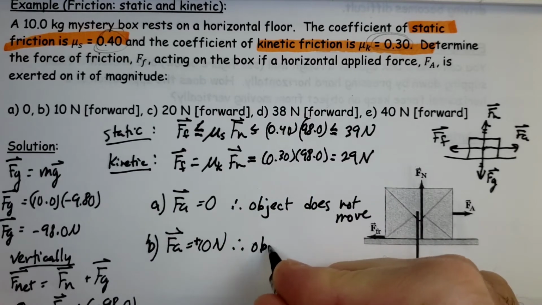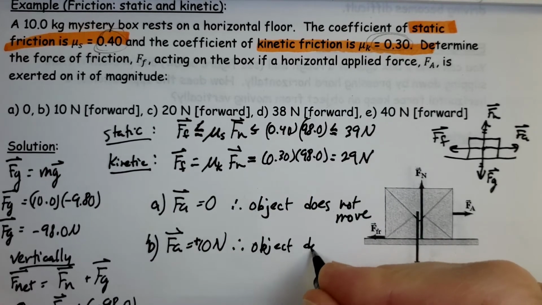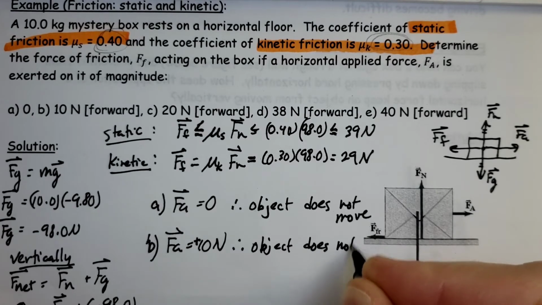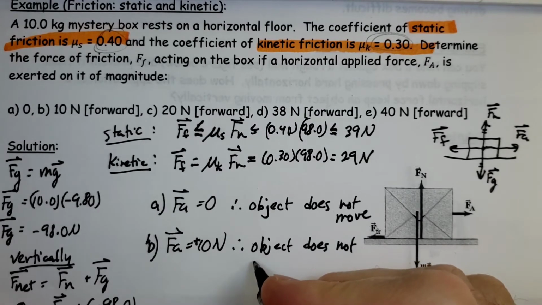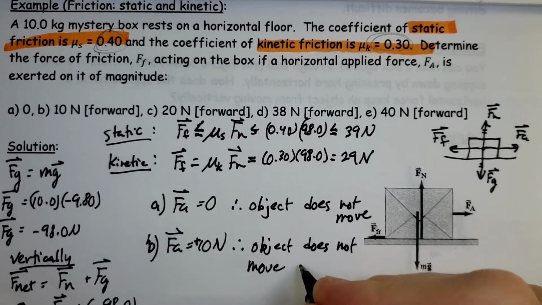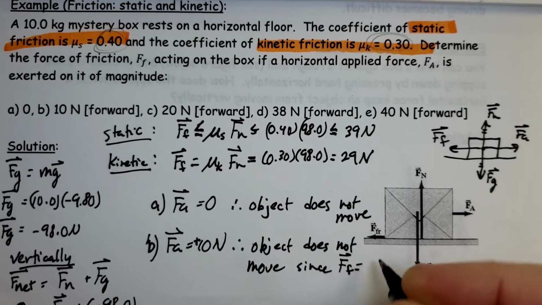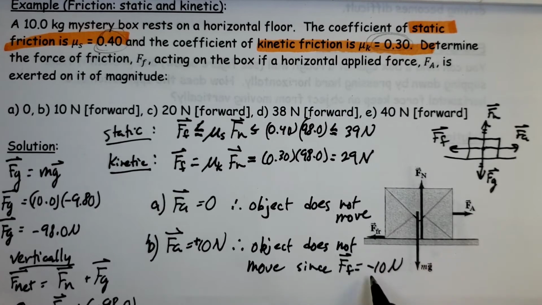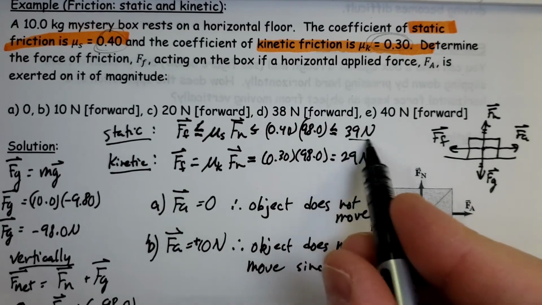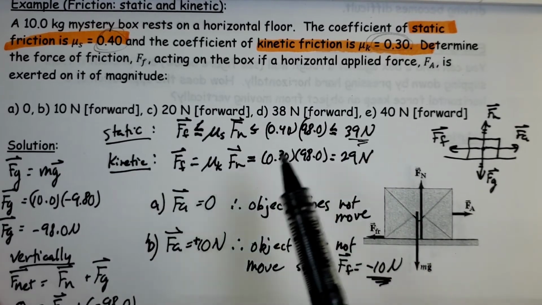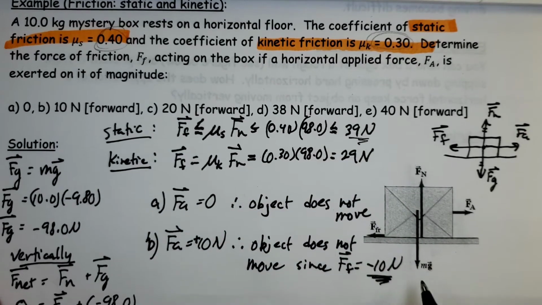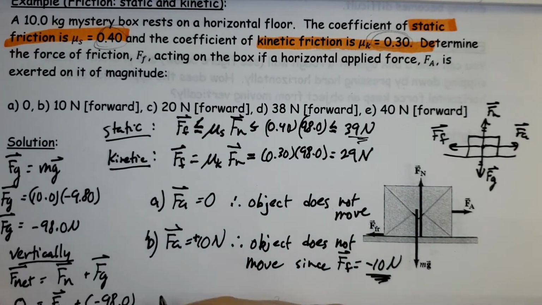Therefore, again, object does not move, since FF will be -10. So notice, it can be a number in between 0 and 39. If I'm pushing with 10, it's pushing against me with 10.